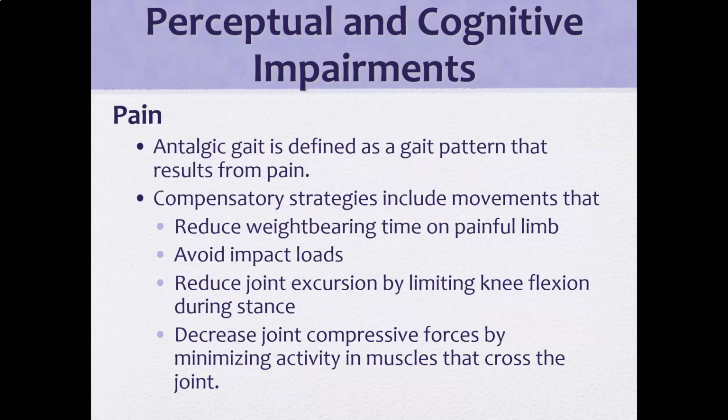And then, of course, there's pain that will limit our gait cycle. An antalgic gait is defined as a gait pattern that results from pain. So the definition of an antalgic gait is due to pain. Compensatory strategies include movements that reduce weight-bearing time on the painful limb. Like let's say that you hurt your ankle, you hurt your knee, you're not going to put as much weight on there. Avoid impact loads. Reduce joint excursion by limiting knee flexion during stance. Decrease joint compressive forces by minimizing activity in muscles that cross the joint.